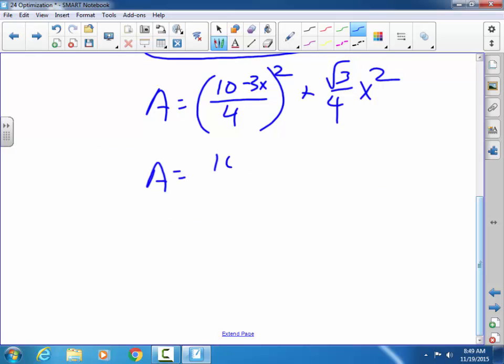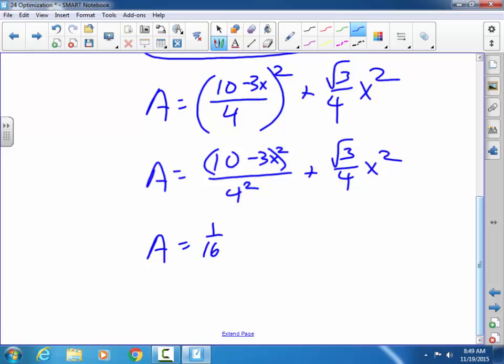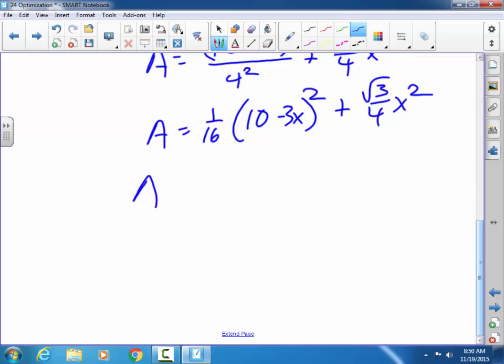Now, I'm going to write down a couple other things that I think make life a little bit easier here. Do you agree with what I just wrote down? 10 minus 3x quantity squared over 4 squared? Okay. That's just taking this squared and distributing it to the numerator and the denominator. And I'm doing that because then I can make my area 1/16 times this thing here. Now I don't even see a quotient rule in there anywhere. So now I can take my derivative.